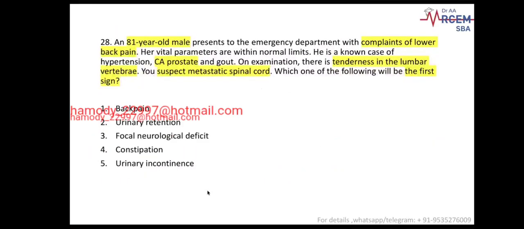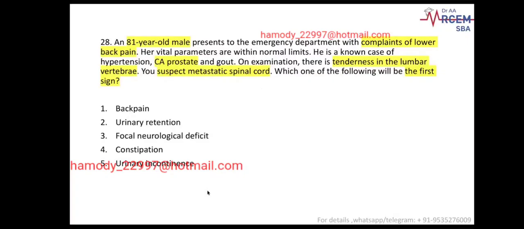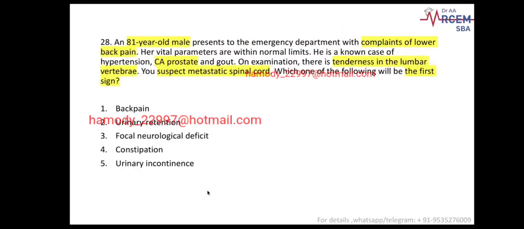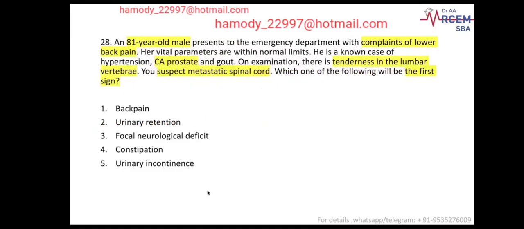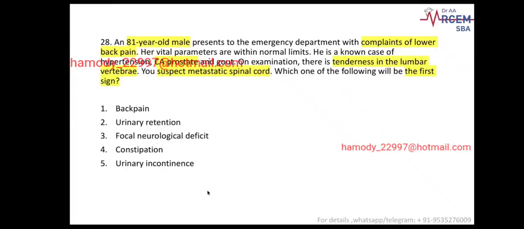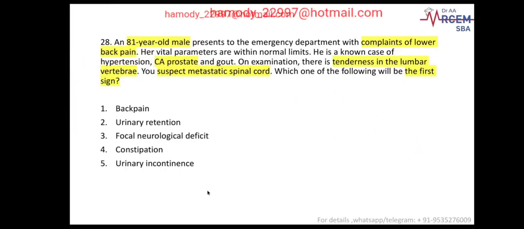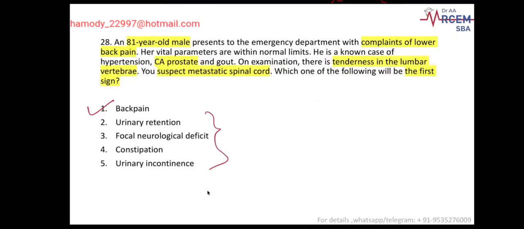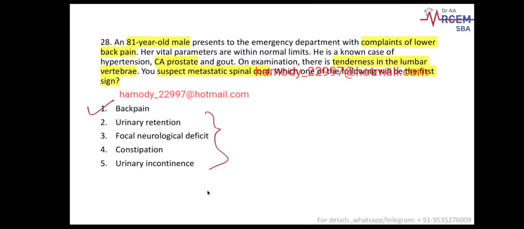An 81 years old male complains of lower back pain. He is a known case of CA prostate, with tenderness in the lumbar vertebrae. You are suspecting metastatic spinal cord compression. Whenever there is a metastasis, what will happen? First, it will develop the pain. Okay, metastatic spinal cord compression it is causing. That's why pain is the first symptom. Later on, it can cause compression over the spinal cord and develop any one of the symptoms.